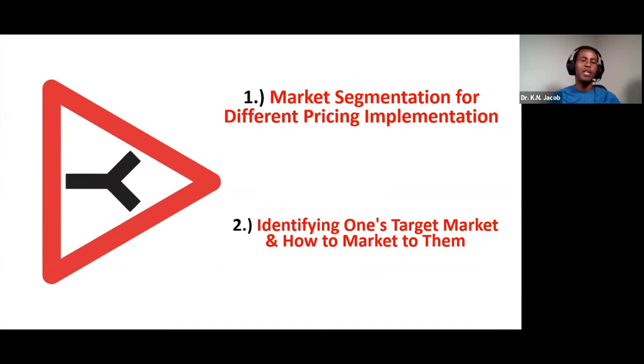These topics were very close. They were cousins. They were a build up. So today we are doing part 2, identifying one's target market and how to market them. I'll focus more on number 2. However, I will have to give you a very brief recap of the market segmentation, and then we see how we zero in to that particular segment, or what we call the target market.